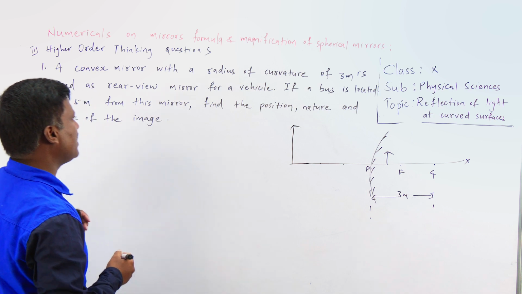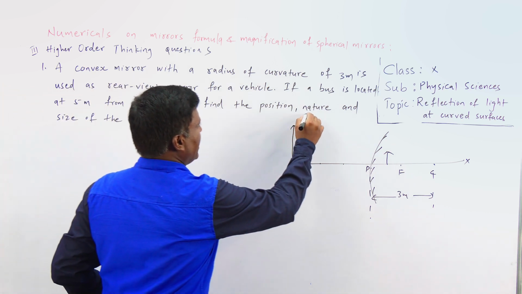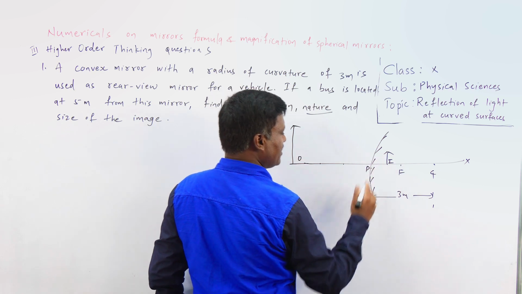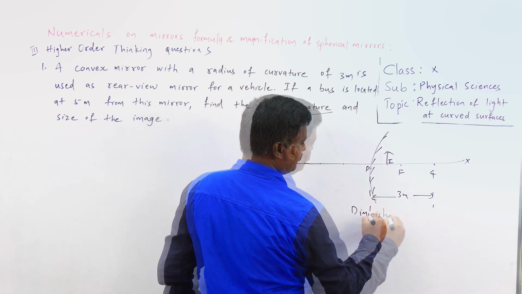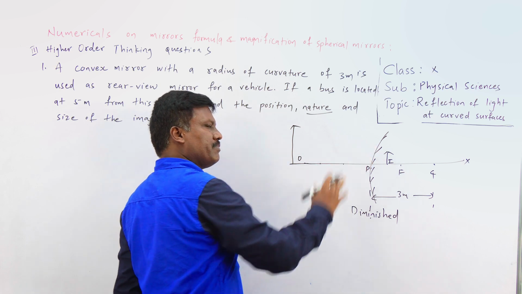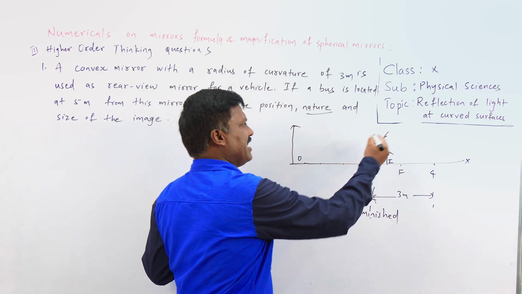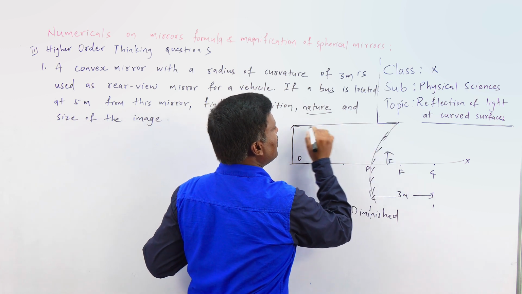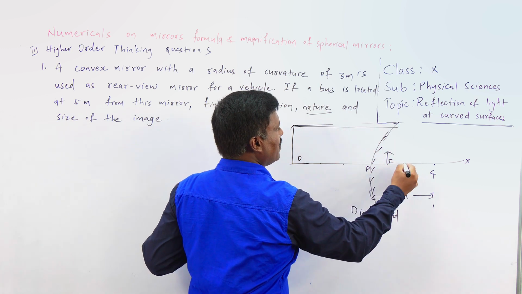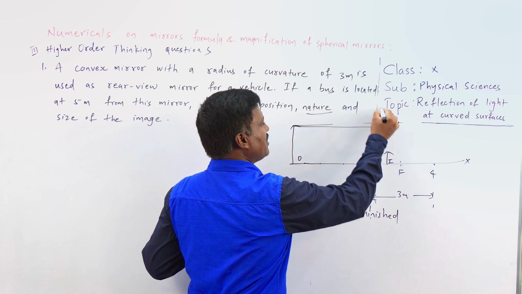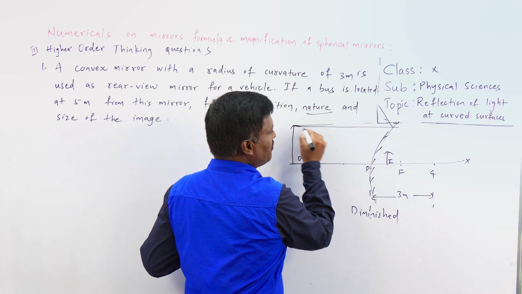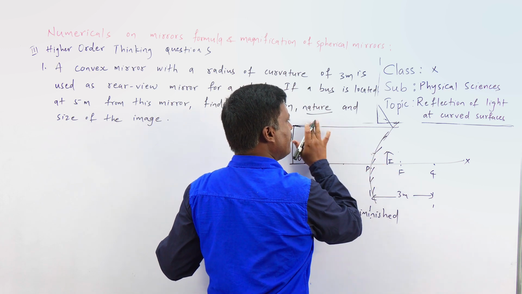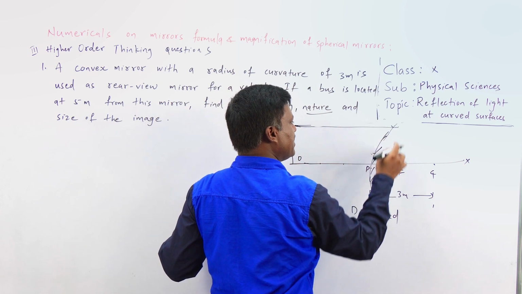So find the position, nature and size of the image. What is the nature of the image? This is the image, this is the object. The image is diminished. Why am I directly placing the position? Because we have already finished all the ray diagrams. The ray passes parallel to the principal axis, and after reflection seems to be diverging from the focus. The ray that seems to pass through the focus passes parallel after reflection. If you extend them, you get the image here.